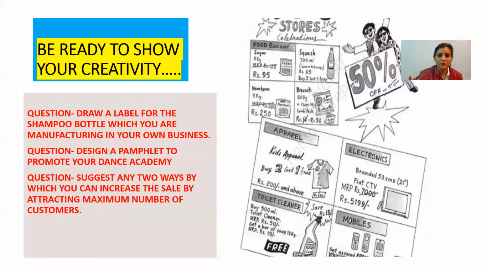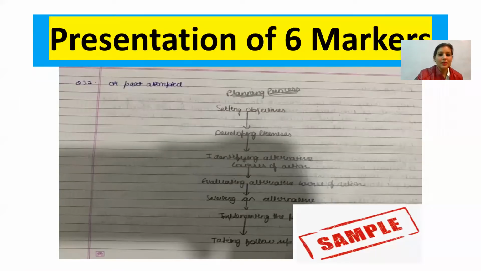This is not part of our syllabus, but we are aware about the label, and this is the diagram I have taken from the book only. They have explained to us about the promotion techniques. This is part of chapter 11, marketing. Not to worry about this. I have taken these slides for you from your book, and now this is the presentation of 6 markers.